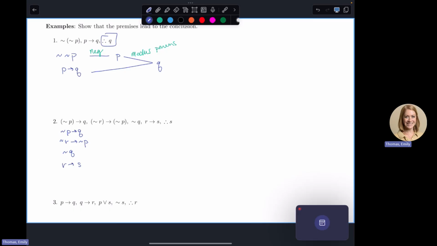I know that the not P implies Q and the not Q, that would be the modus tollens. So that would become P. Combining these two, we're looking at not P implies Q and also not Q. So that is going to be P. That is modus tollens.